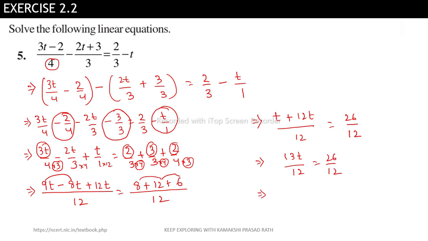We have learned that whenever there is a fraction multiplied on the left side, we can just multiply its reciprocal onto the right side. So directly we can write it as 26 by 12 into the reciprocal of 13 by 12, which becomes 12 by 13. I repeat, dividing by a fraction is the same as multiplying by its reciprocal. So 12 gets cancelled, 13 twos are 26. So we have the solution t is equal to 2.